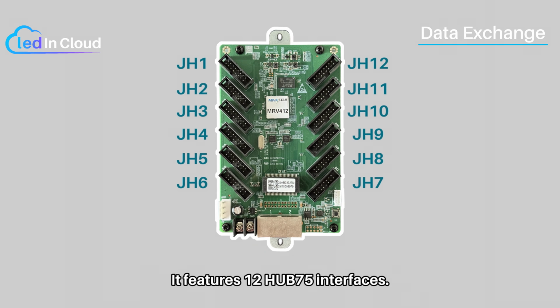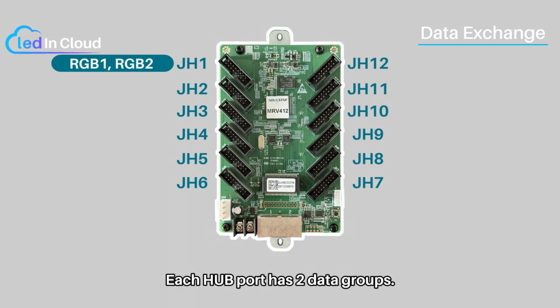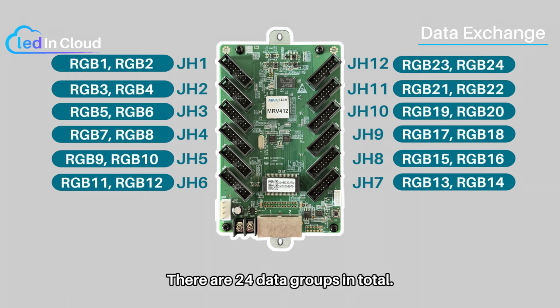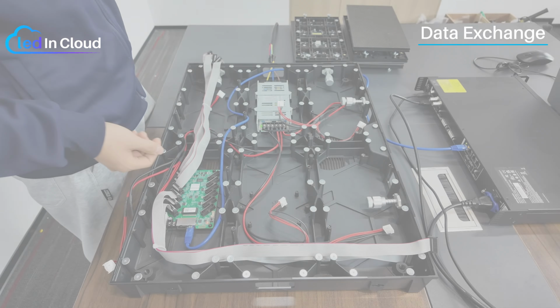It features 12 HUB75 interfaces. Each hub port has 2 data groups. There are 24 data groups in total.